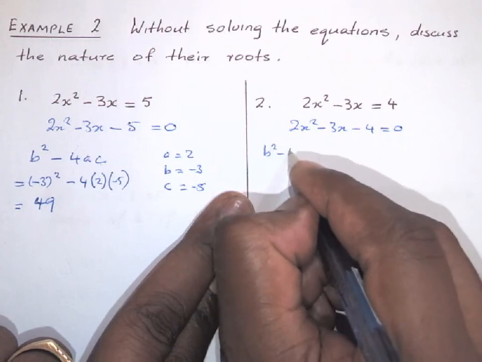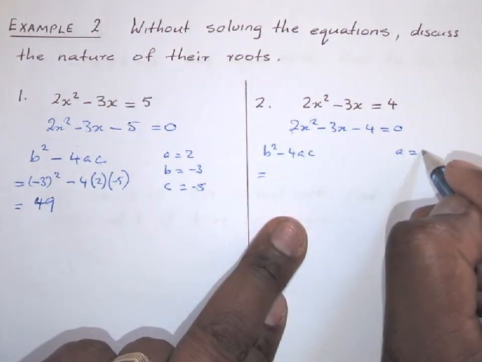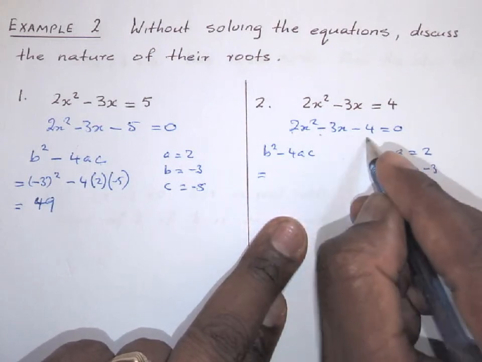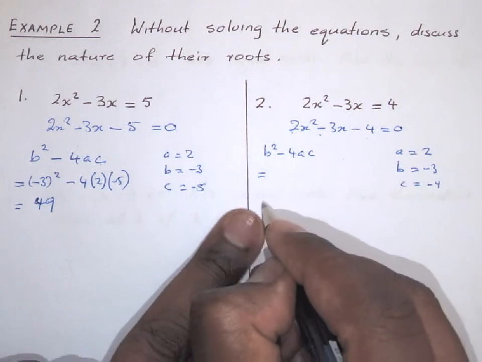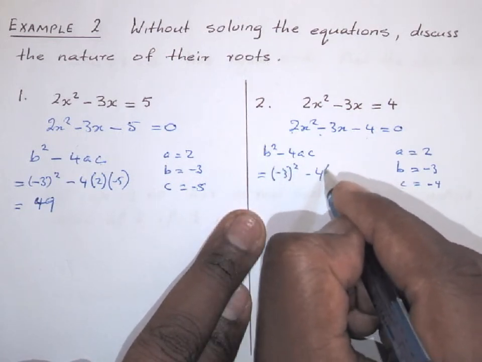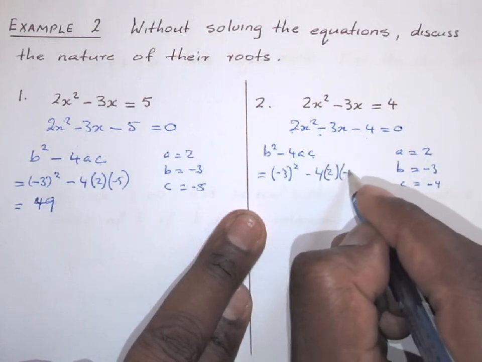The b squared minus 4ac, we want to find what it is. So the a value is 2, the b value is minus 3, the c value is minus 4. Plug it in. So b is minus 3, which is squared, minus 4 times the a value, which is 2, and the c value, which is minus 4.